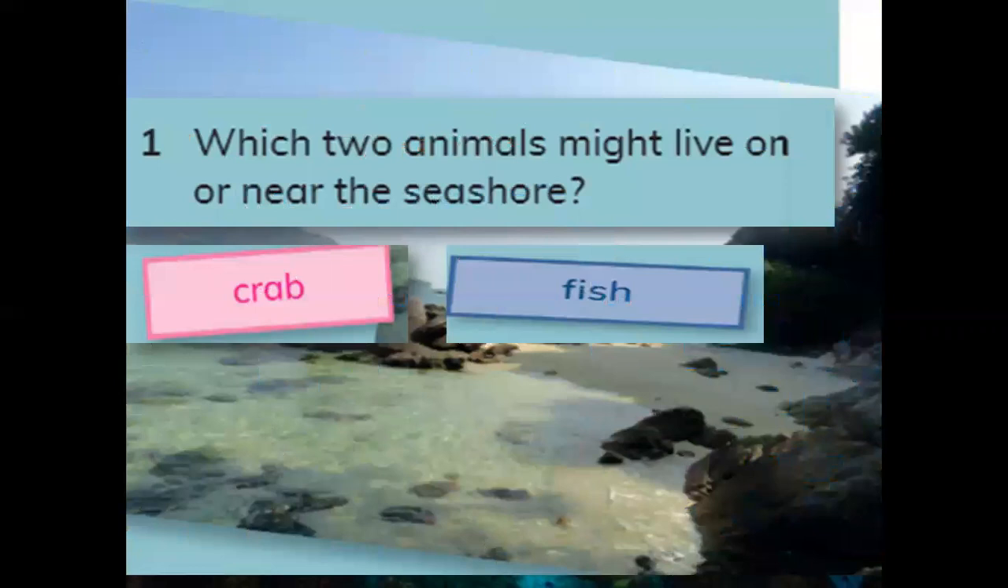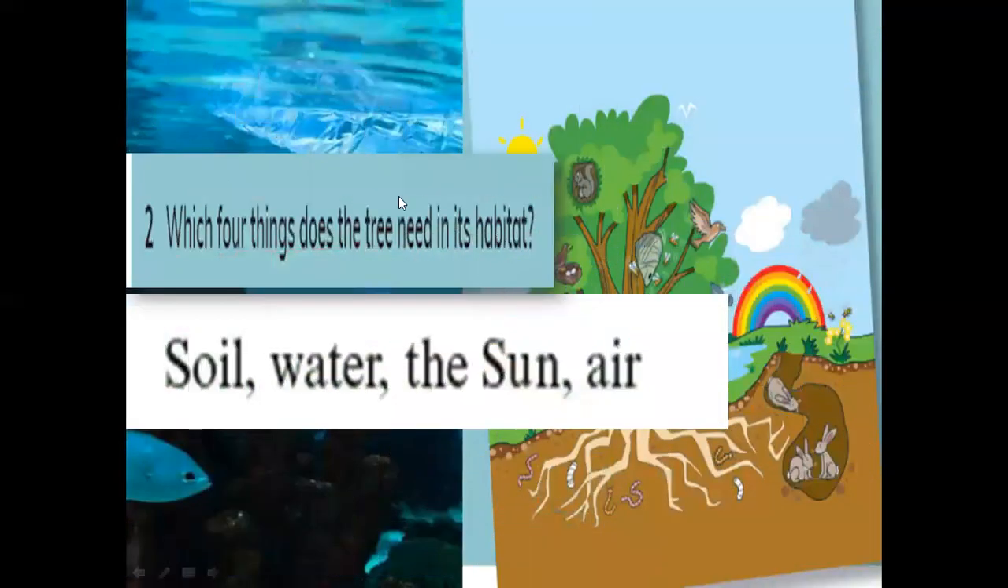Then moving on to the next, there is check your progress. Here we have question number 1, which two animals might live on or near the seashore? We have crab and fish that live near the seashore. Lion, goat, rabbit, and earthworm do not usually live near the seashore. So crab and fish is the right answer. Question number 2, which four things does a tree need for its habitat? A tree needs soil, water, the sun, and the air for its habitat.